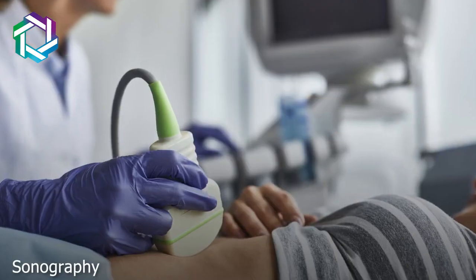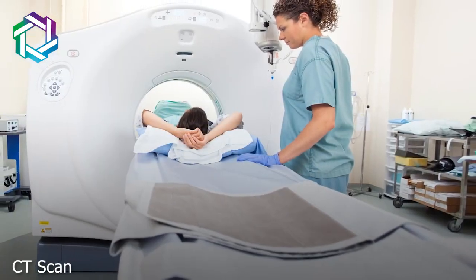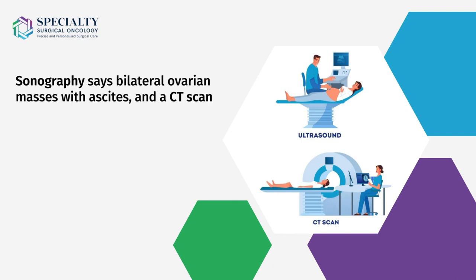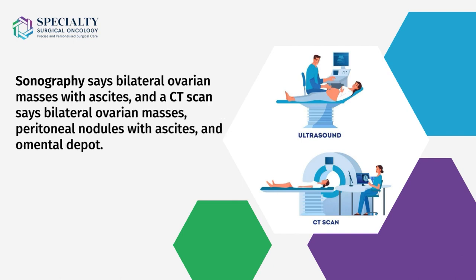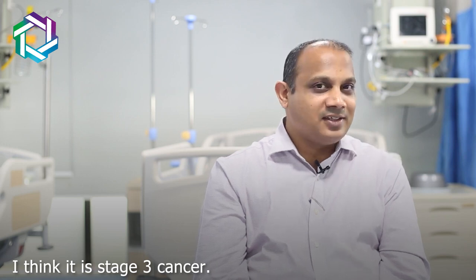And second thing, in that scenario, since family history was positive, I would like to do at least a scan of abdomen. You can do sonography in the beginning, but ideally better to do CT scan. So basically she has bilateral ovarian masses, she has ascites, she has peritoneal deposits also, and she has omental deposit also. So basically this looks like a stage 3 ovarian cancer, stage 3C I can say.